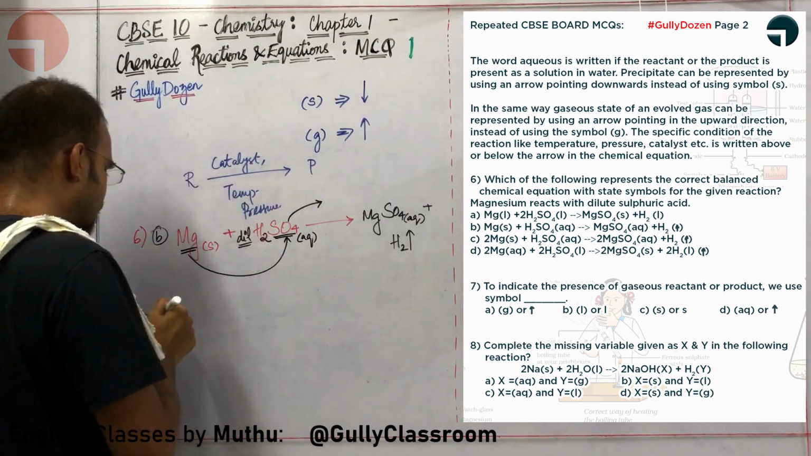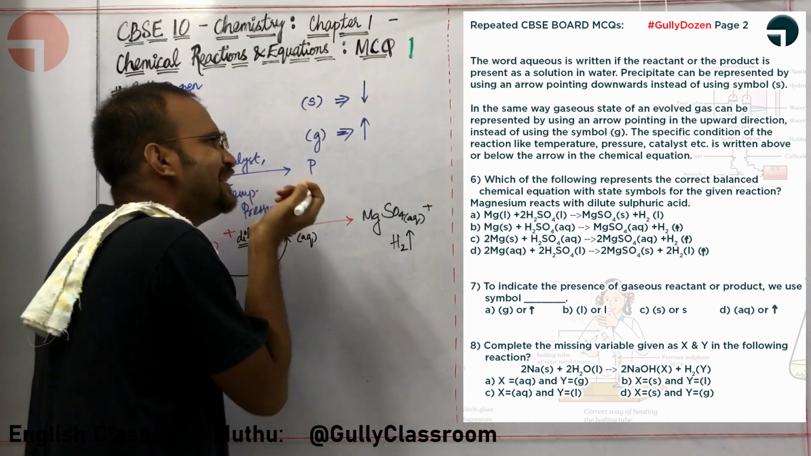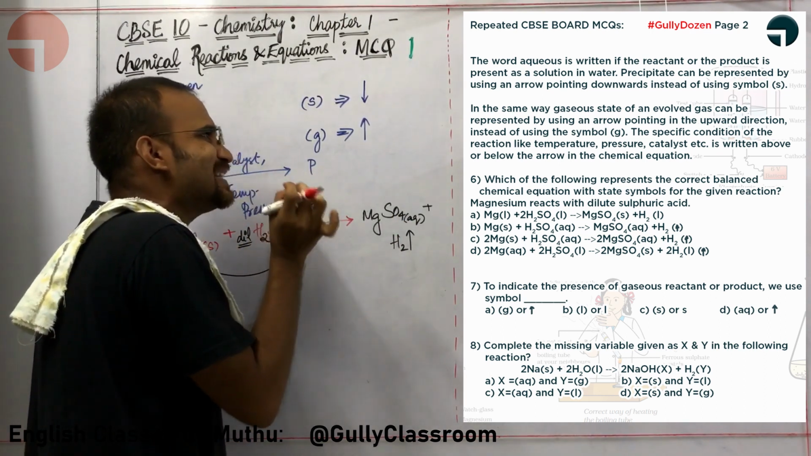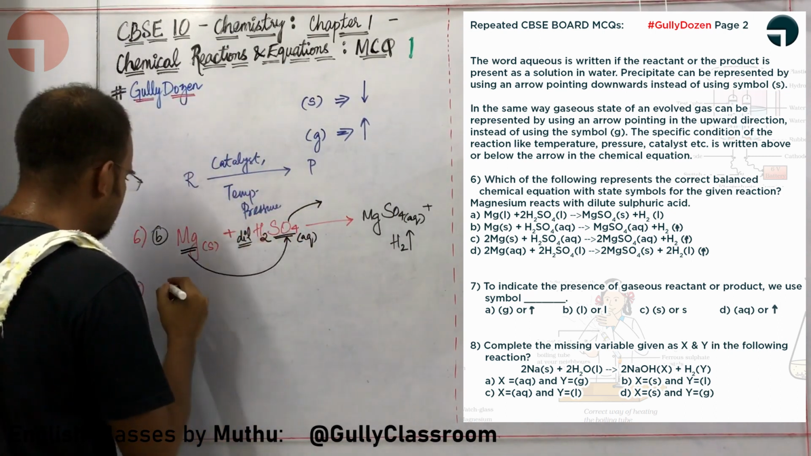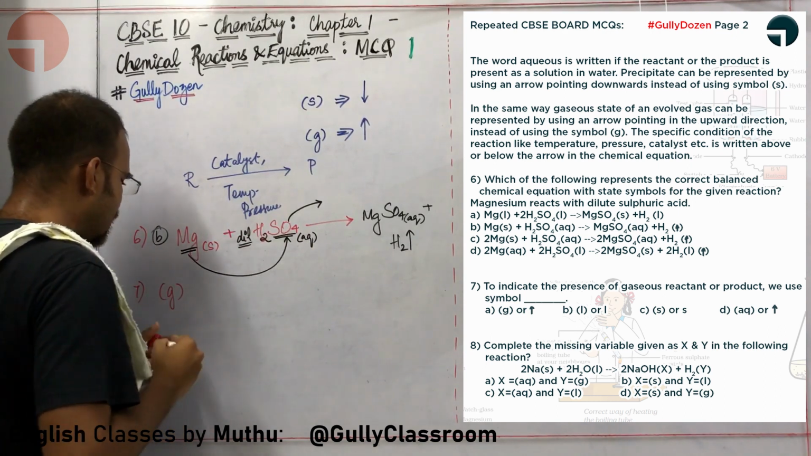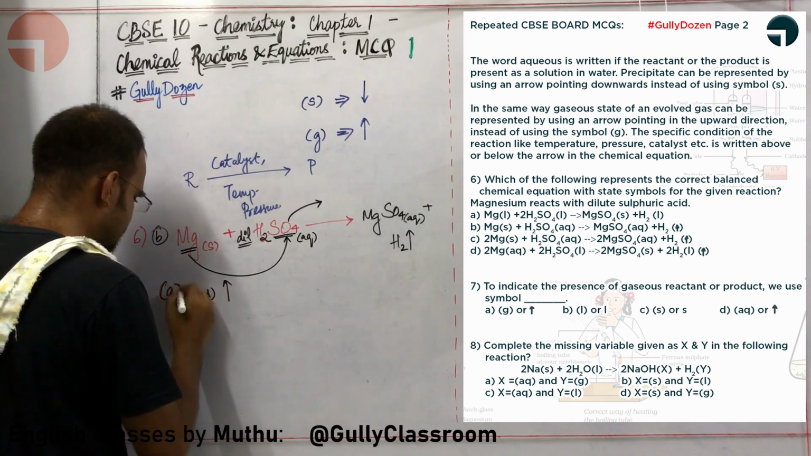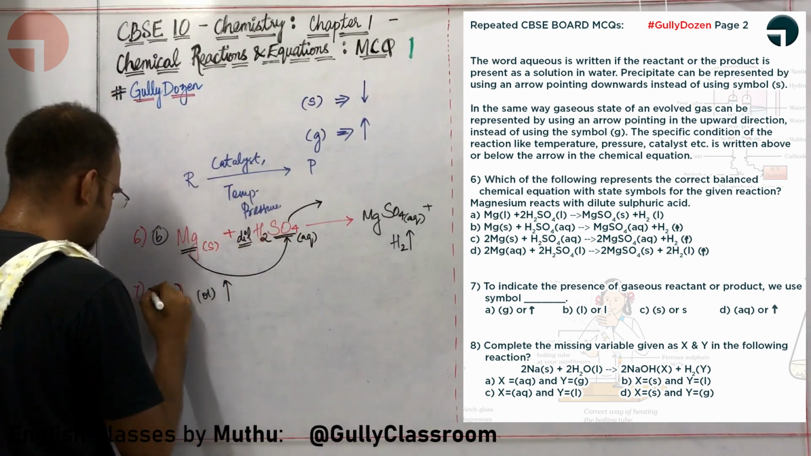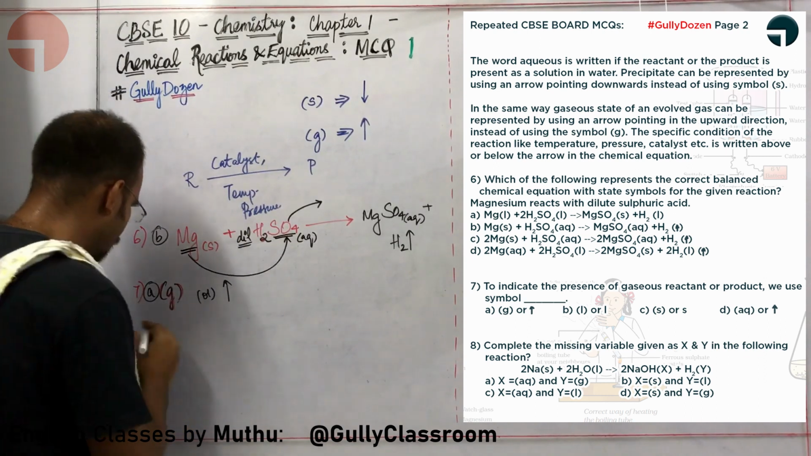Okay sir. Let us go for the seventh question. To indicate the presence of gaseous reactant or product, what are we using? We can either use G in order to represent a gas, or I can also use an arrow. So what is this option? For the seventh one it is A. Okay, let us go for our eighth question.